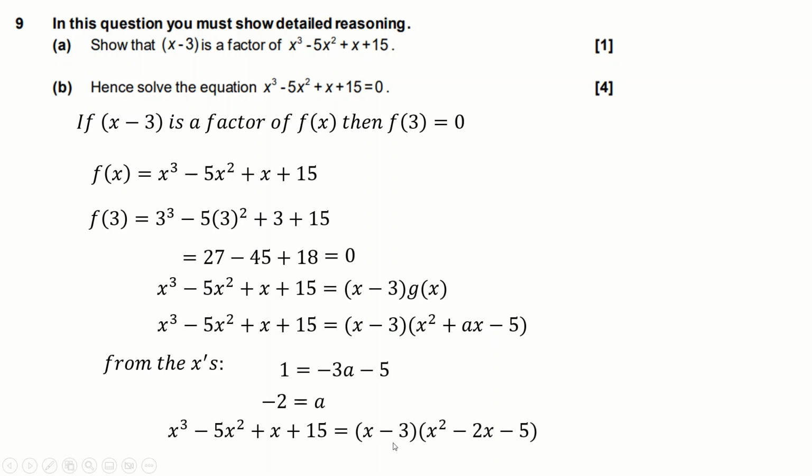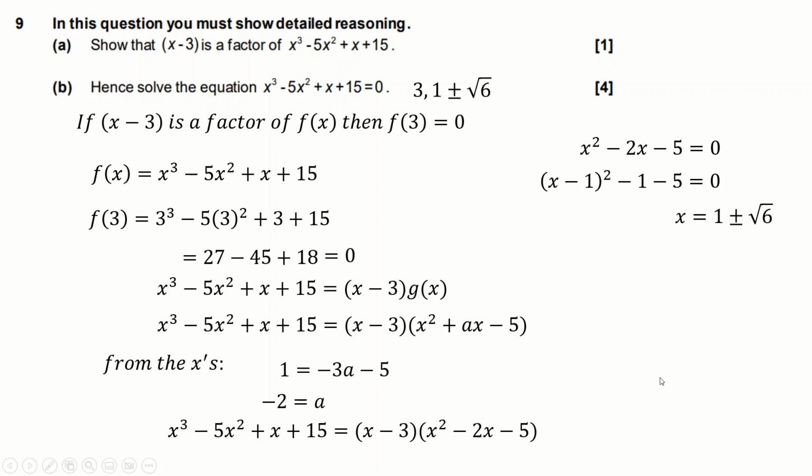And now this I know has a solution at 3, which we've seen. So I just need to set that one to equal to 0. It doesn't factorize, of course. So you can just complete the square or use the formula. It doesn't really matter. You get these two solutions, so those are the 3 solutions. Good. Cool.